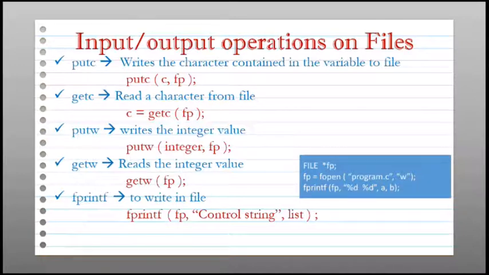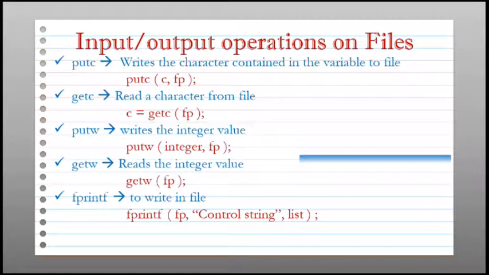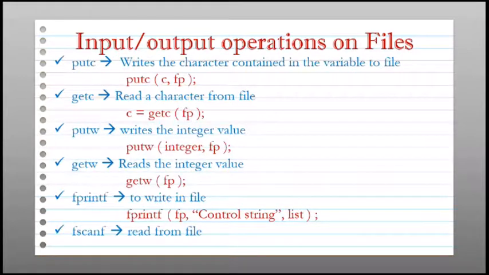That means we have to open the file in write mode, and while using the fprintf statement, in brackets first we mention the file pointer, then the control strings of the variables we want to write. In double quotes we are using two integer values, %d and %d, and then the variables, a and b. Similarly we can use fscanf to read from a file.